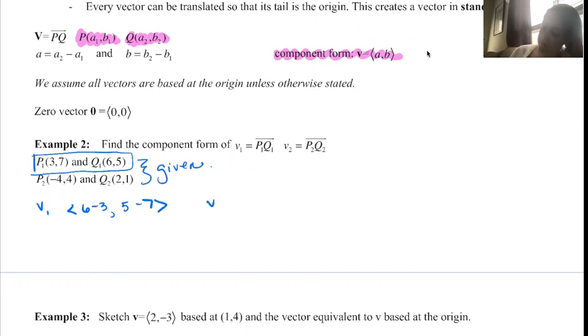So vector 1 is really 3, negative 2. Those are the components of vector 1. And if we look at vector 2, it would be 2 minus a negative 4 and 1 minus 4, which would be 6, comma, negative 3.